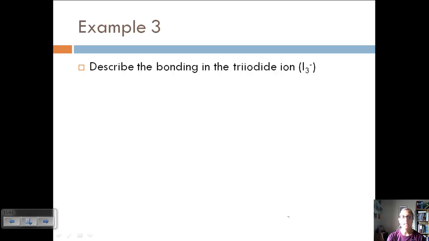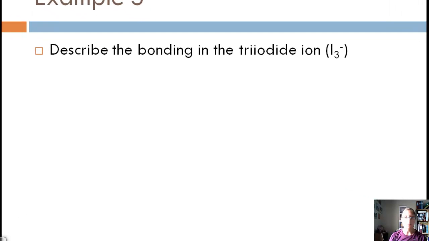Okay, so we want to describe the bonding in the triiodide ion, which is I3-. Well, iodine donates 7, so that's 7 times 3 plus the 1 from the ion, so this gives us 22. So first let's draw the Lewis structure. I, lone pair, lone pair, lone pair.